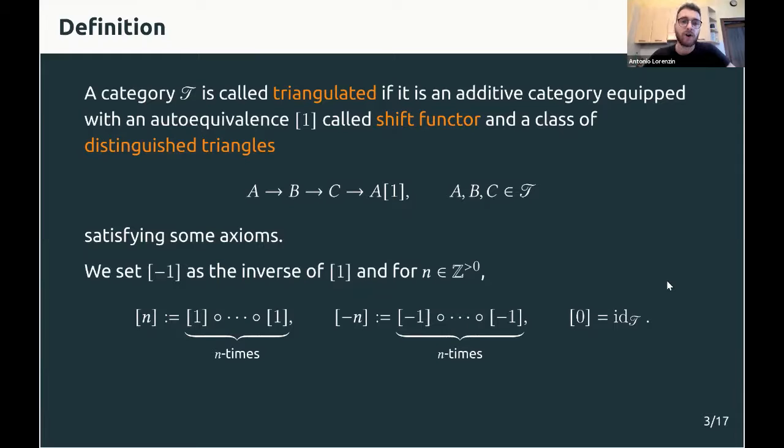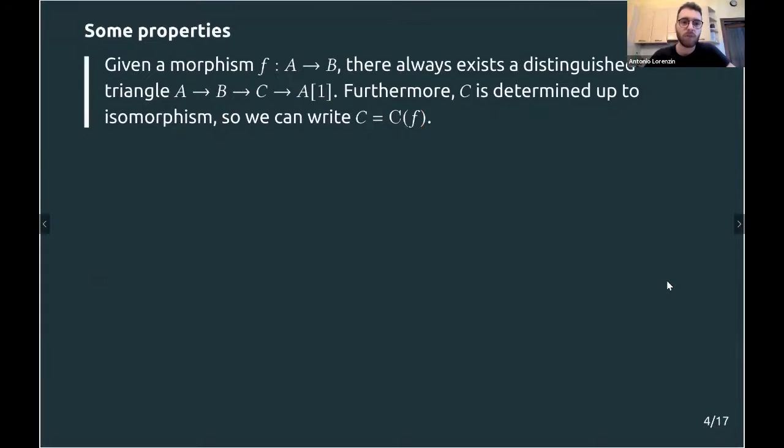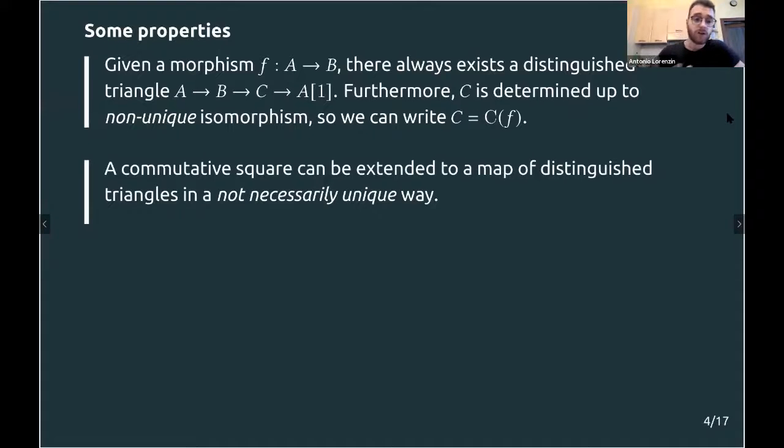So why are triangulated categories so similar to abelian ones? Well, because, for instance, given a morphism, we always have a distinguished triangle associated to it. The new object inserted in this distinguished triangle is determined up to isomorphism. So we can write C to be the cone of f. As I said, this is not natural. In fact, it is not determined up to unique isomorphism, it is determined up to non-unique isomorphism. Another very similar property to abelian categories is that a commutative square can be extended to a map of distinguished triangles. So we also have maps between the cones, but this is not done in a unique way. So we see once again the non-naturality of triangulated categories.